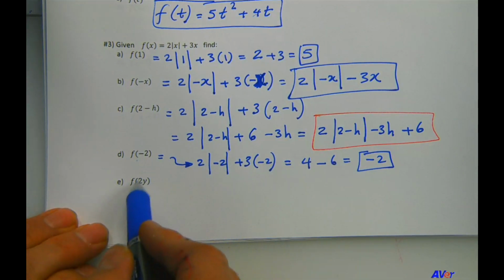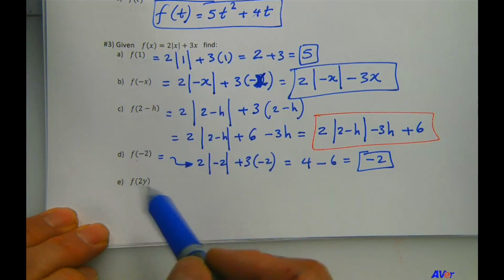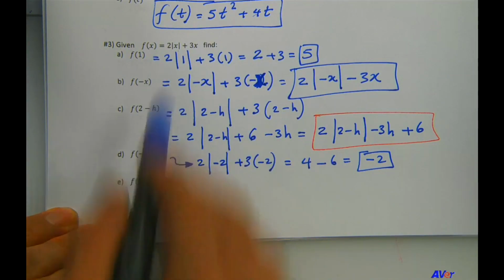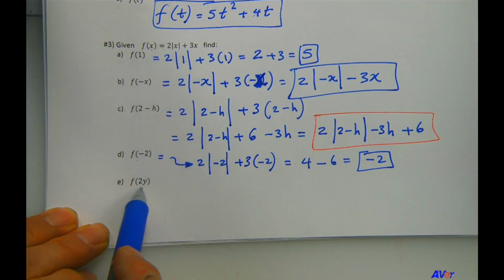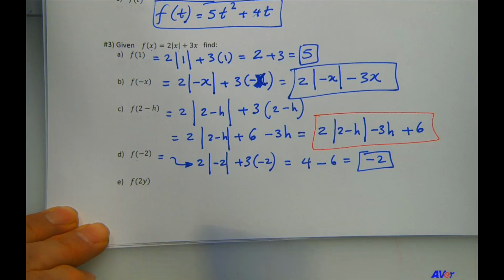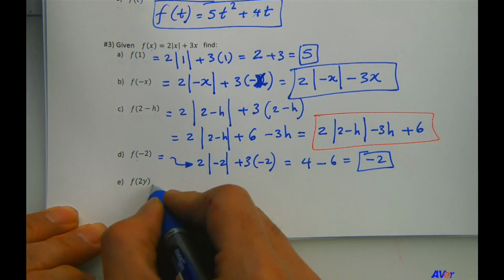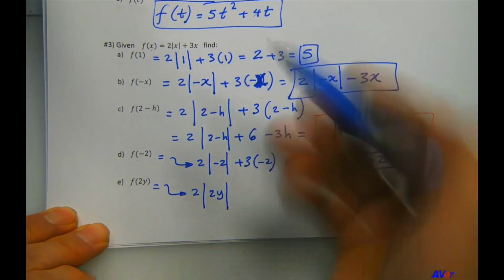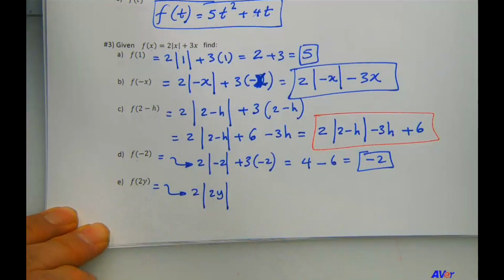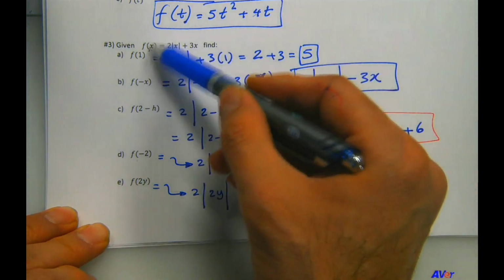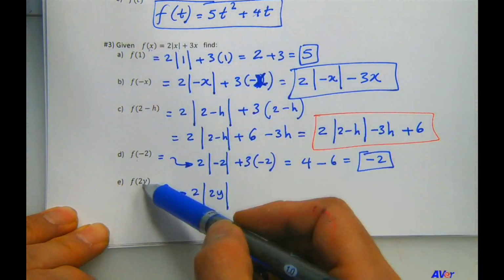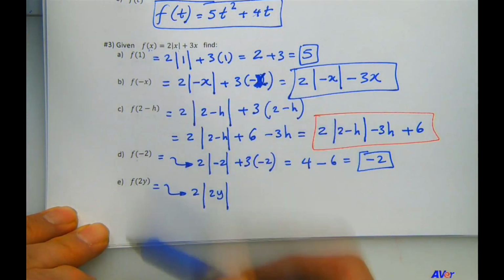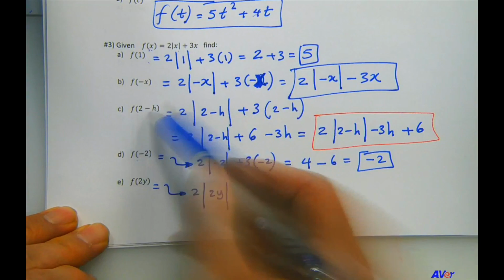So 2y, wherever you see x, you replace it with 2y. So we're evaluating this function at some term that has a variable in it. So we're going to end up with a number? No, we're going to end up with a new function. So let's see. So 2 times absolute value of 2y. Notice wherever I have x, I'm going to replace it with 2y, the new argument. See, the argument of this function was just x. Now we're modifying it based on new arguments, with different variables.